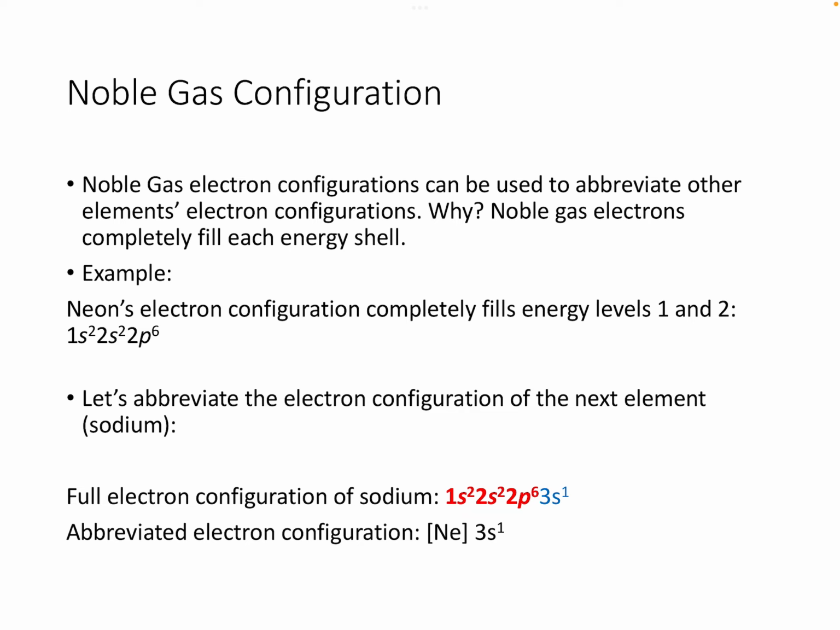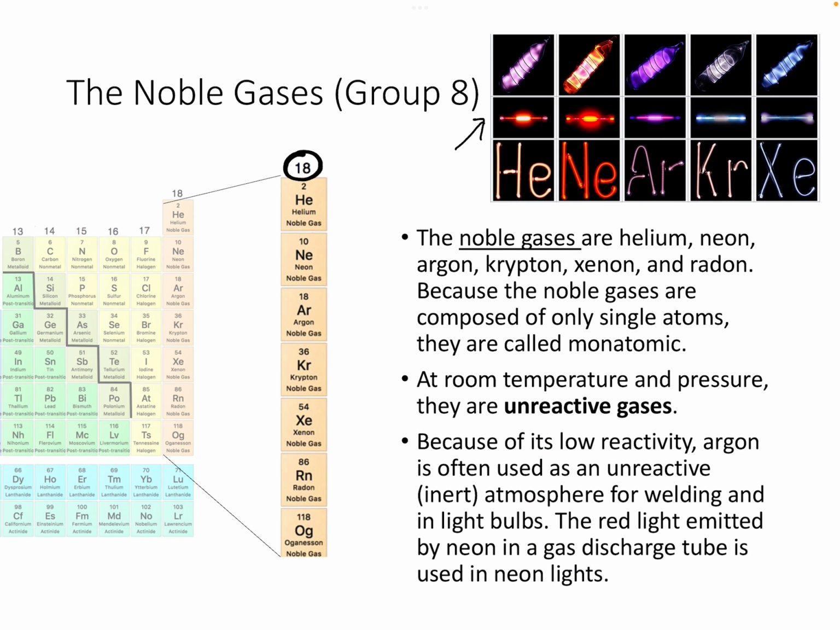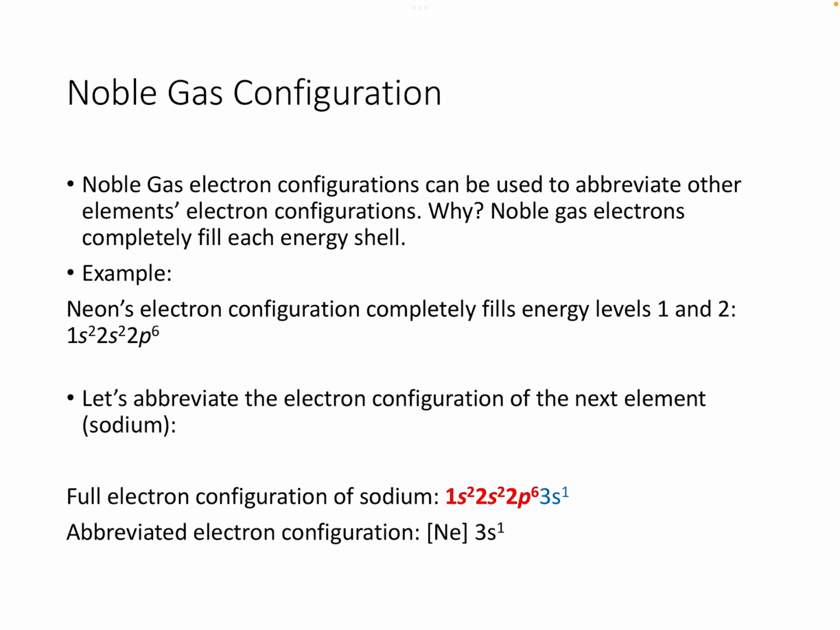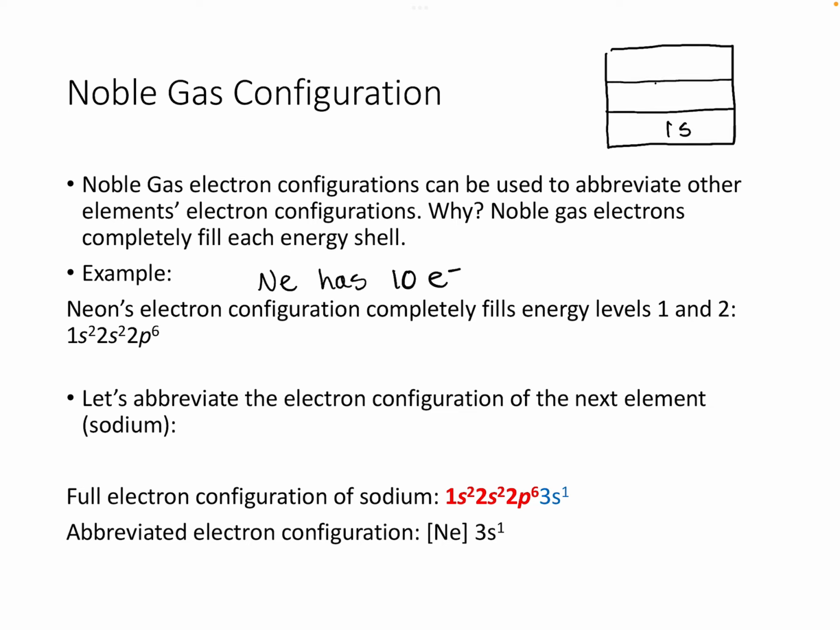So, for example, neon, which is element number 10 on the periodic table, has 10 electrons, right? So neon has 10 electrons. Now, if we fill up our electron hotel with those 10 electrons.